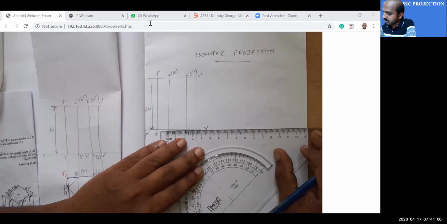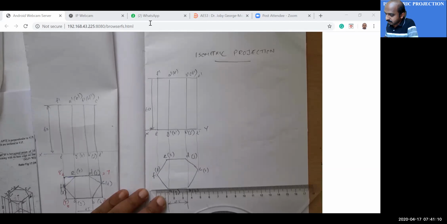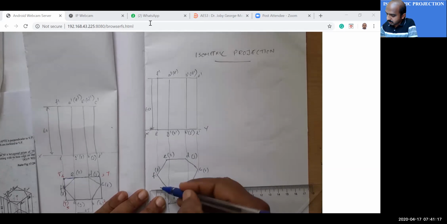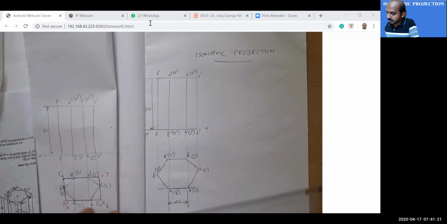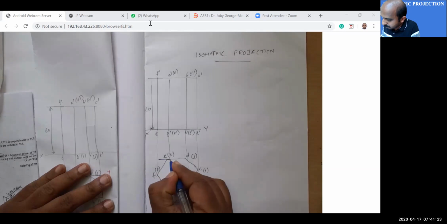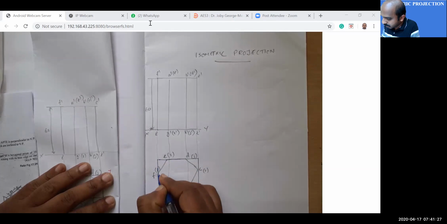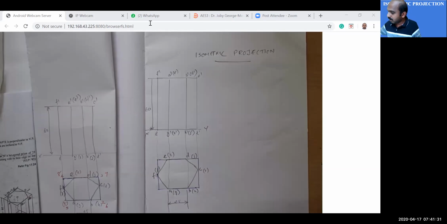As mentioned for the isometric view, you inscribe the top view of the solid in a rectangle. You can give naming. This is the one.